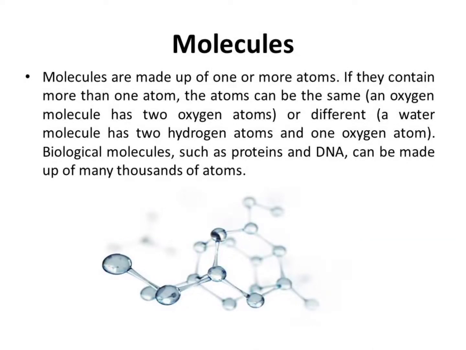Molecules are made up of one or more atoms. If they contain more than one atom, the atoms can be the same, an oxygen molecule has two oxygen atoms, or different, a water molecule has two hydrogen atoms and one oxygen atom. Biological molecules, such as proteins and DNA, can be made up of many thousands of atoms.